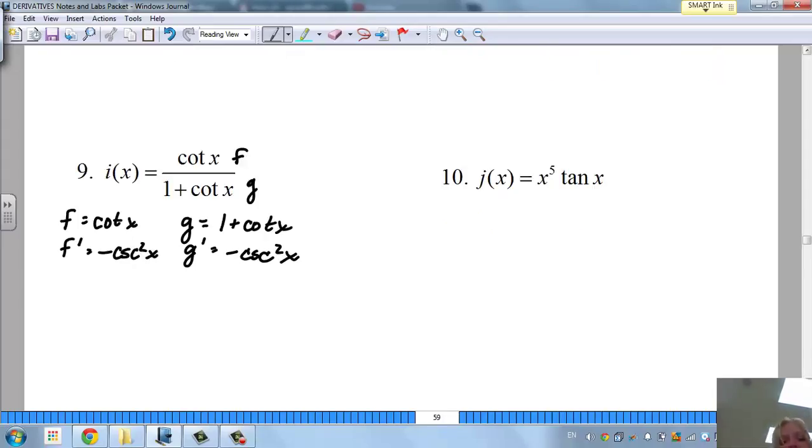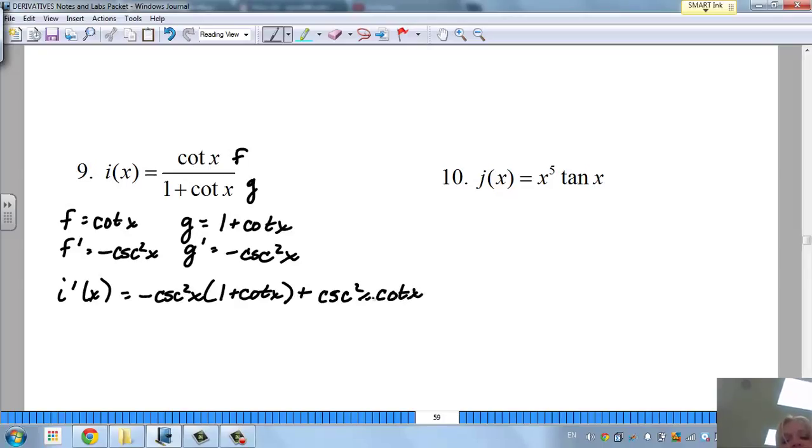Now, let's do this. So I've got i prime of x is f prime g, so I have a negative cosecant squared x times 1 plus cotan of x, alright, minus fg prime, but it's already negative, so it's plus, and then we're going to do cosecant squared x cotan x, all over g squared.